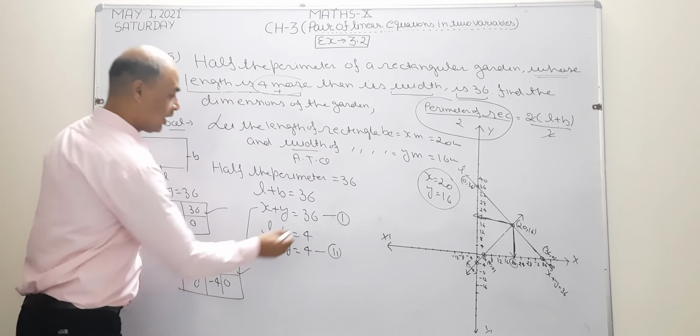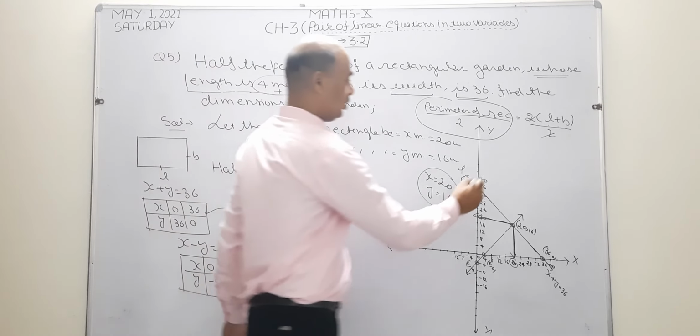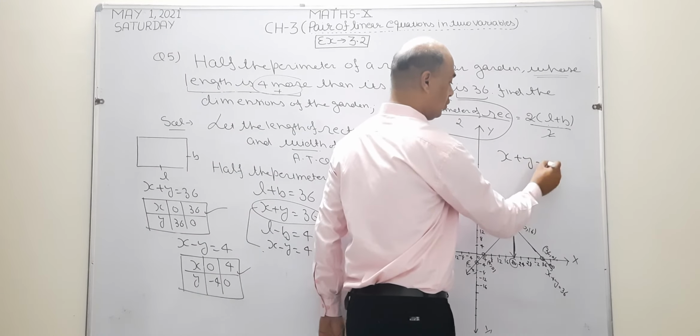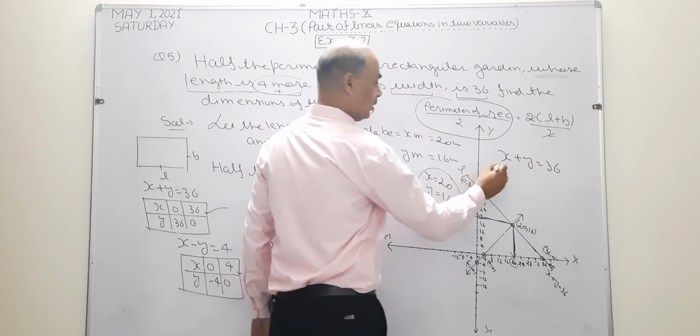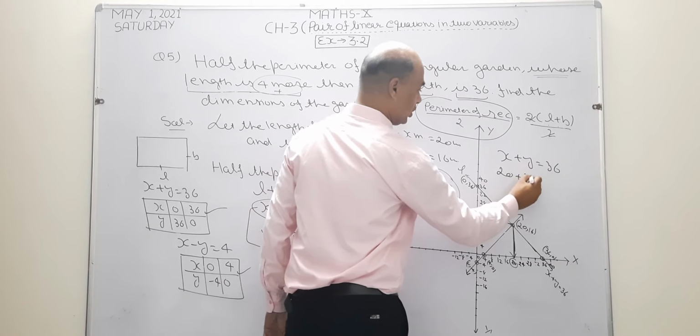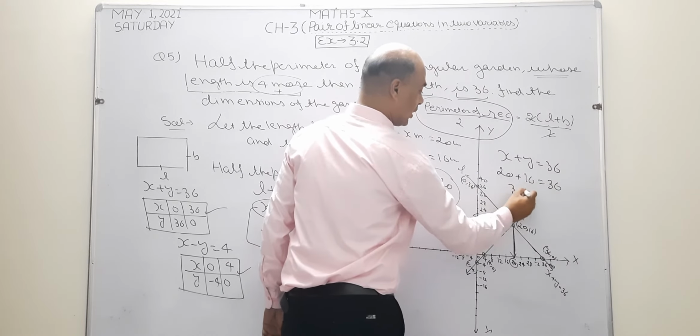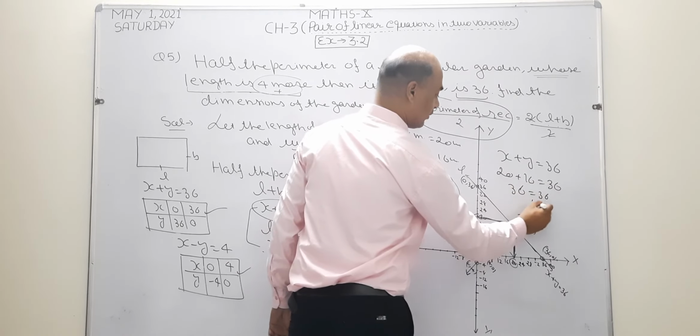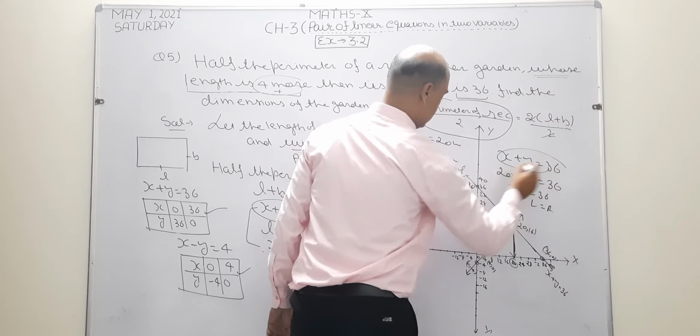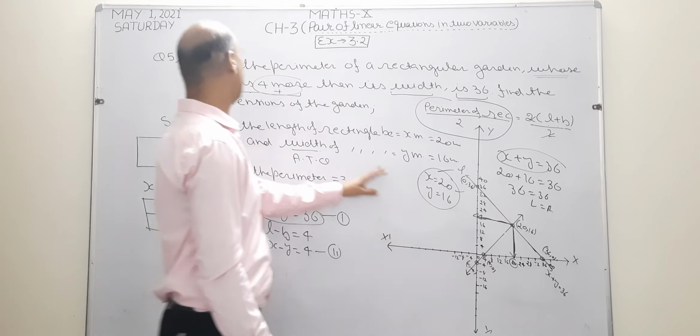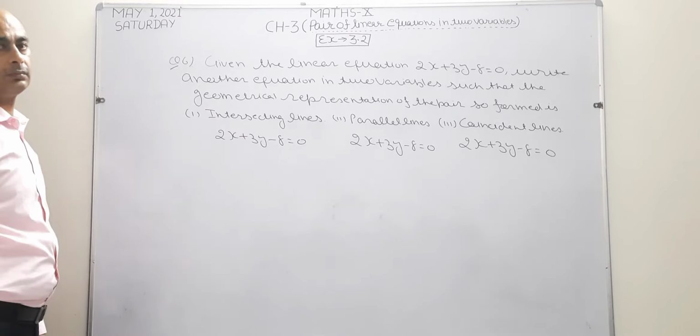Take any equation. I am going to take this equation. Write down this equation here: x plus y equal to 36. Put the value of x. X value is 20, y value is 16, equal to 36. This becomes 36 equal to 36, meaning left hand side equals right hand side, which means our answer is correct. This is the answer of question number 5.